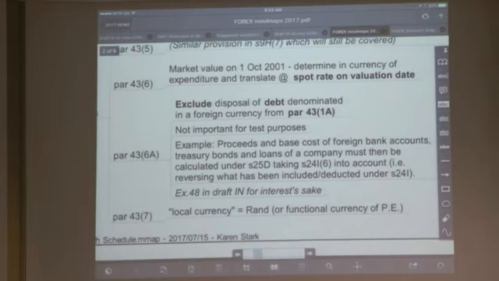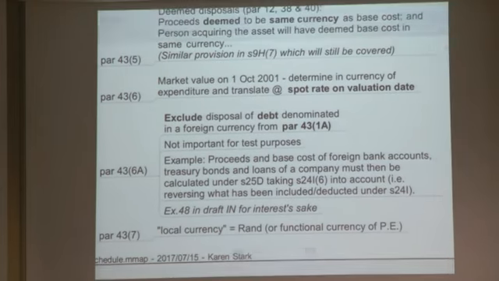I said the proceeds and the base costs of foreign bank accounts, treasury bonds, and loans of a company must then be calculated under 25D, taking your section 24I(6) into account, namely, reversing what has been included or deducted in 24I. The reason I say this gets extremely technical is if they say paragraph 43(1)(a) doesn't apply. Now you know a right to claim money is an asset for CGT. So as soon as I have those treasury bonds or my foreign bank account, that bank account is not seen as currency because you remember normal currency is excluded from being an asset.